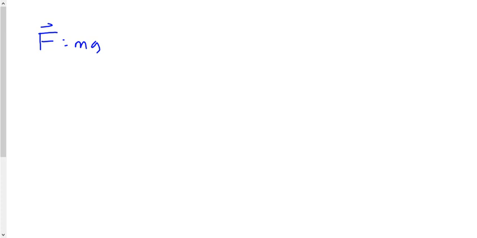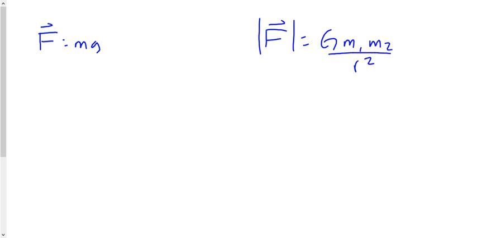The problem is we don't know the value of g unless we're on the surface of the Earth, where it's about 9.81. Even on the surface of the Earth, it varies a little bit. If we know the value of g, we can use this equation to find the force of gravity. If we don't know the value of g, we have two options. We can go over here and find the value of the gravitational force by using G m1 m2 over r squared. Mass 1, mass 2 over r squared.